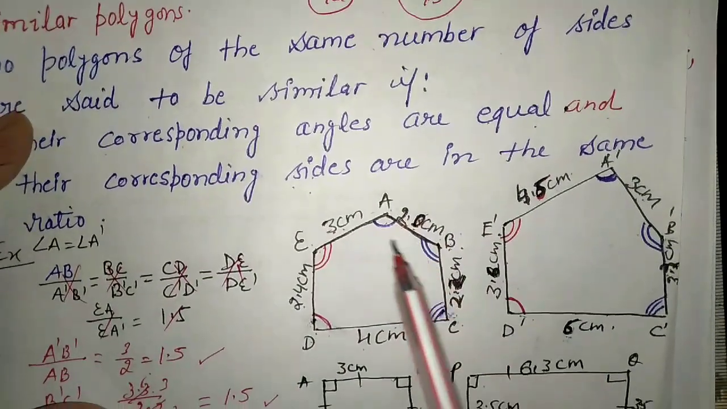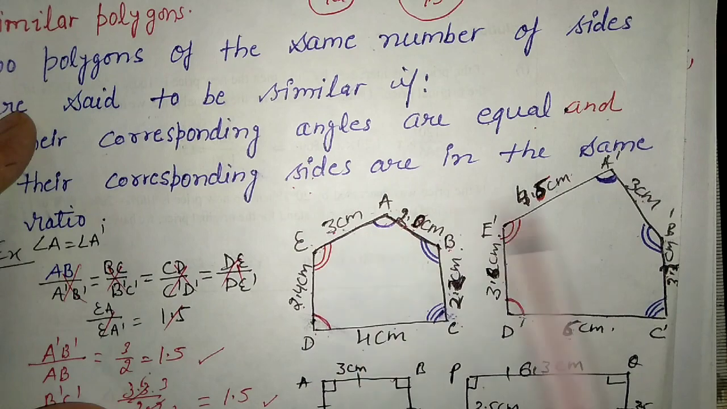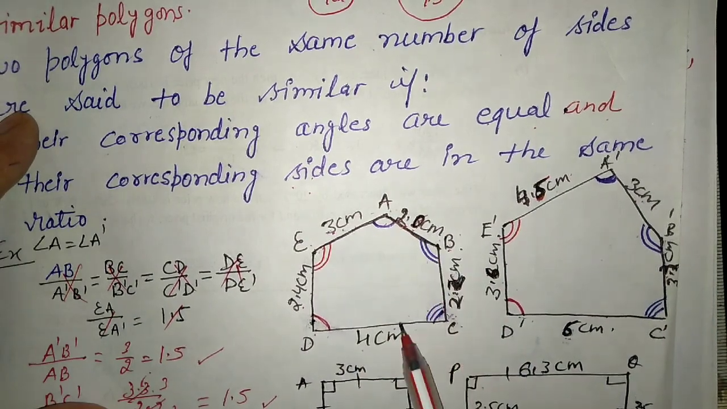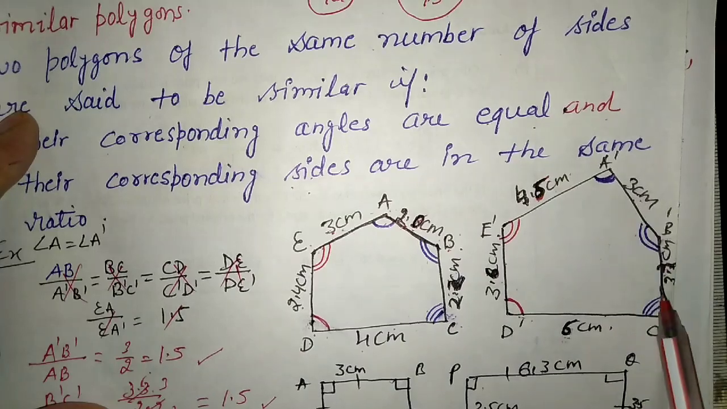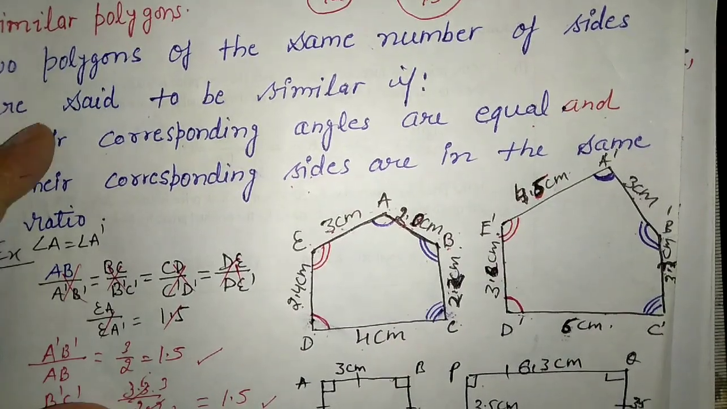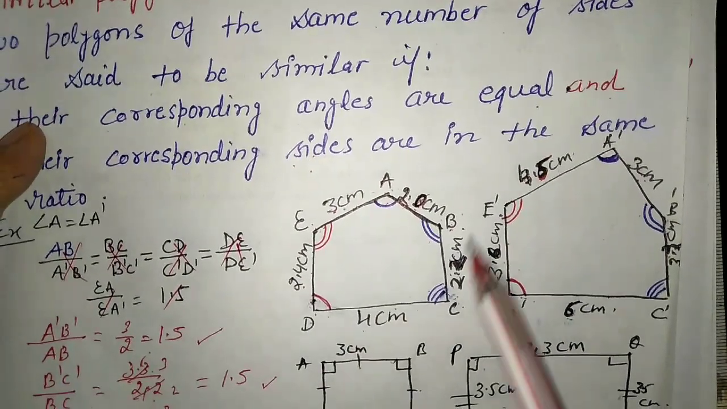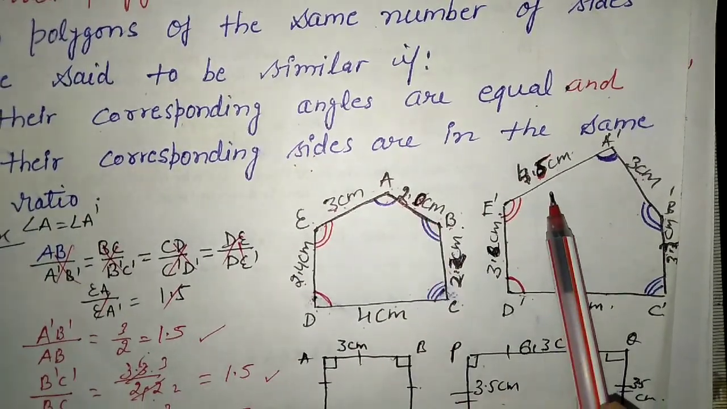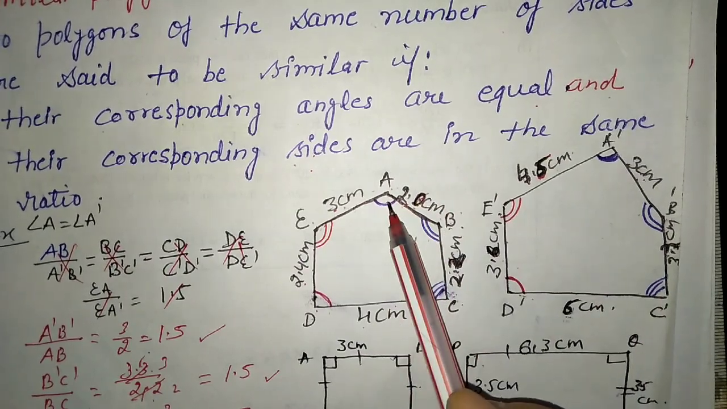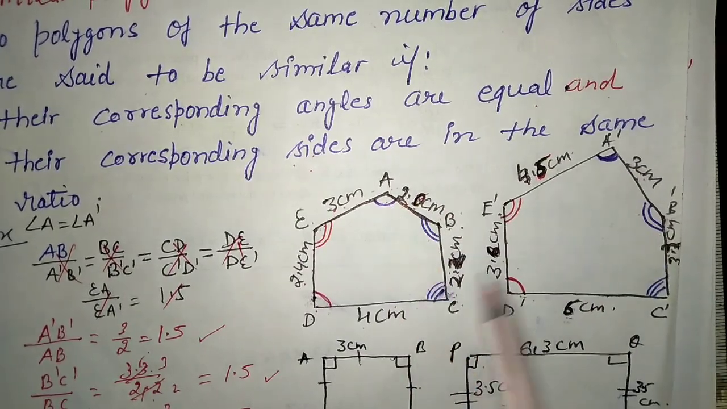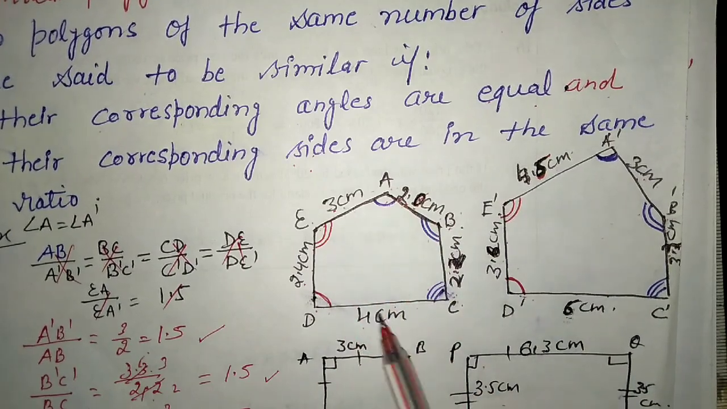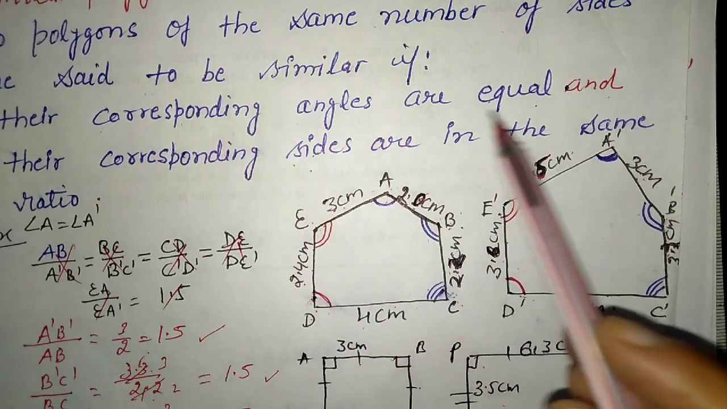We have here two figures, A, B, C, D, E and A dash, B dash, C dash, D dash and E dash, with vertices 1, 2, 3, 4, 5 in each. The shape is the same, both are pentagons, but the size can be different because the measurements are changed. First we can see that the same marks are given, so angle A equals A dash, B equals B dash, C equals C dash, D equals D dash and E equals E dash. So the corresponding angles are equal. That is the first condition.